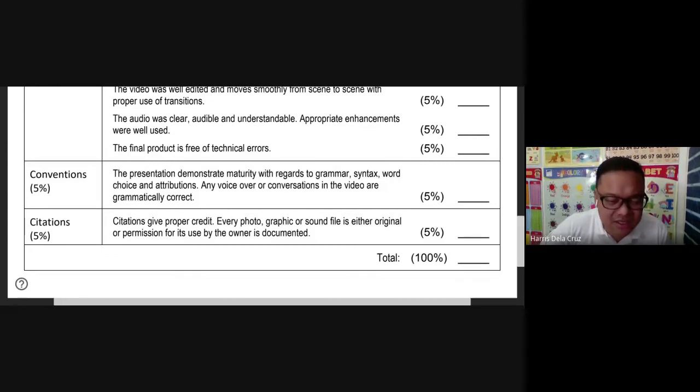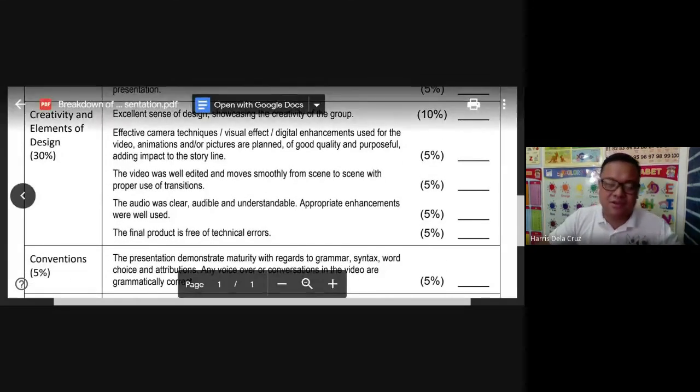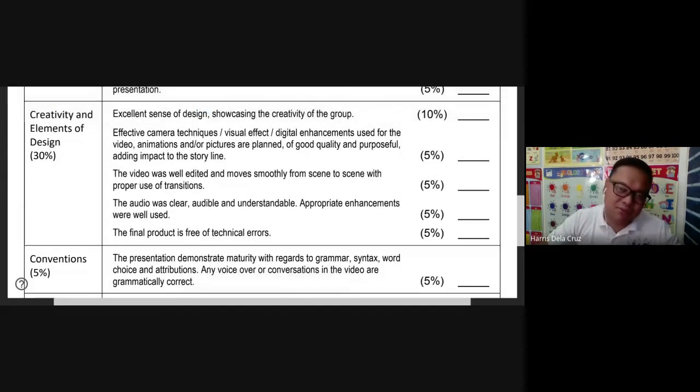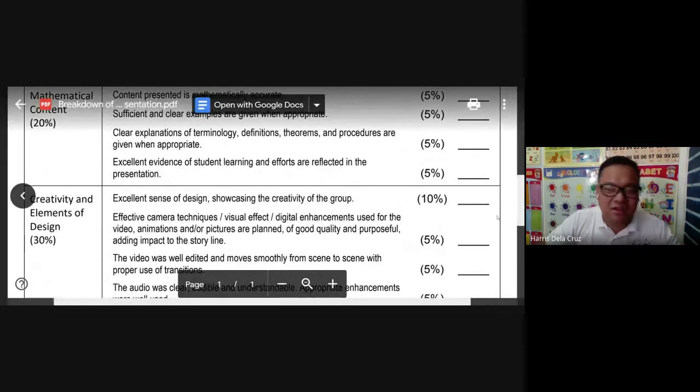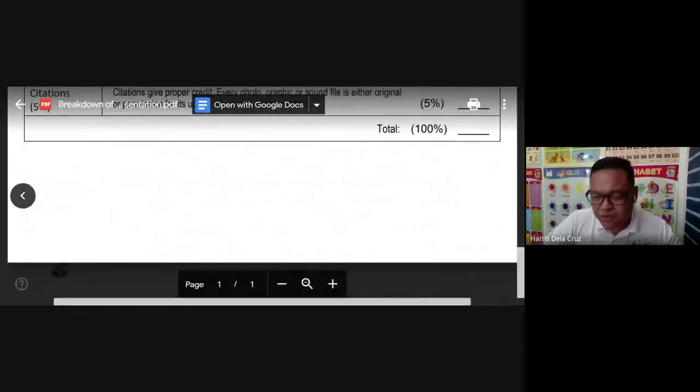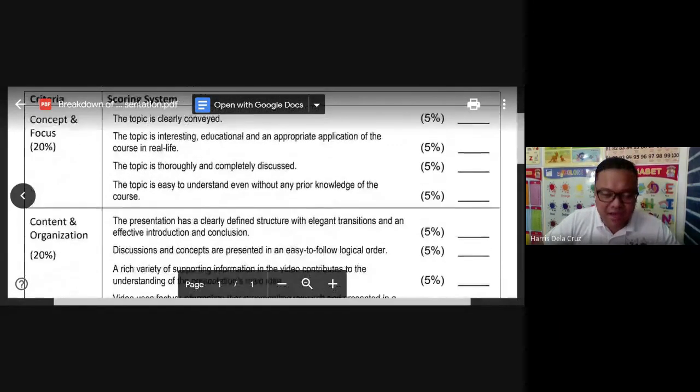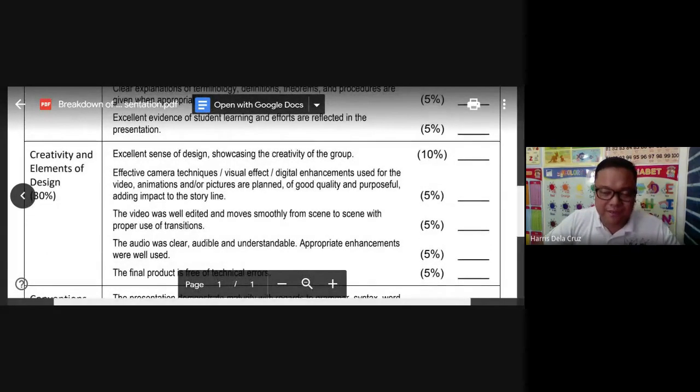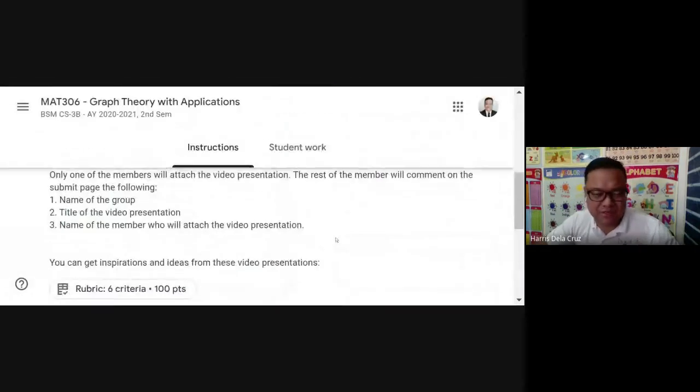Citations: again, you need to cite every material that is not yours. So, every photo, every graphic, every sound file should either be original or, if it is not yours, you should credit it. Okay? So, those are the breakdowns of your grade. As much as possible, try to look at it when you create your video presentation so that you get the perfect score of 100. As long as you meet those criteria, you will get the maximum points. Okay? As long as you meet the requirements.